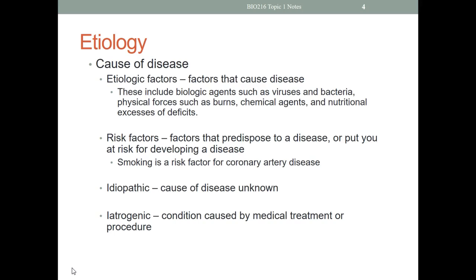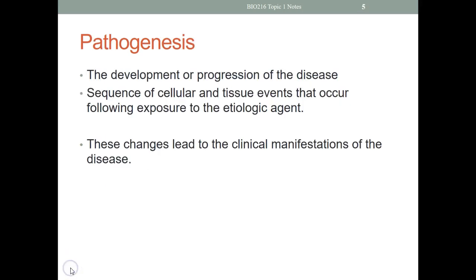Risk factors are factors that kind of predispose to disease or put you at risk for developing disease. They're not necessarily causative, but they increase your likelihood. For instance, smoking is a risk factor for coronary artery disease. Idiopathic is a term that means the cause of the disease is unknown. And iatrogenic means a condition caused by medical treatment or procedure.